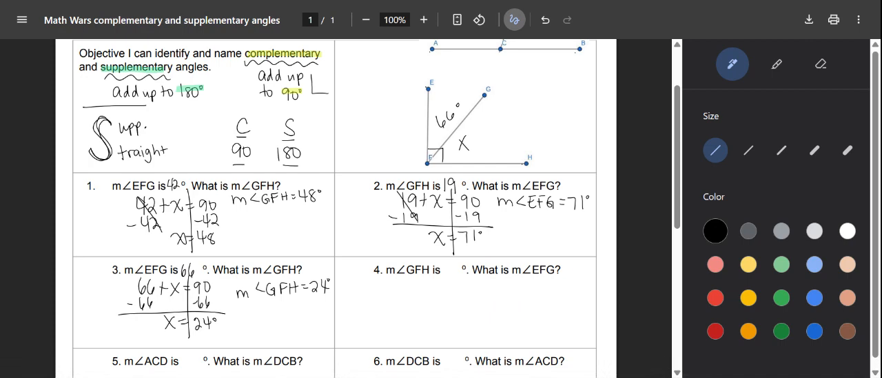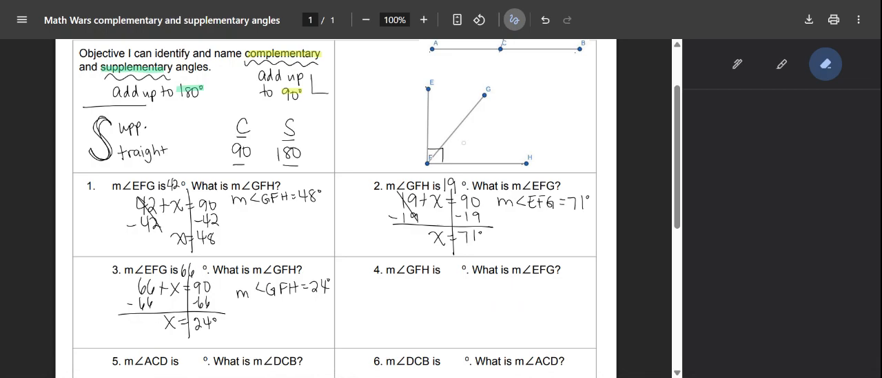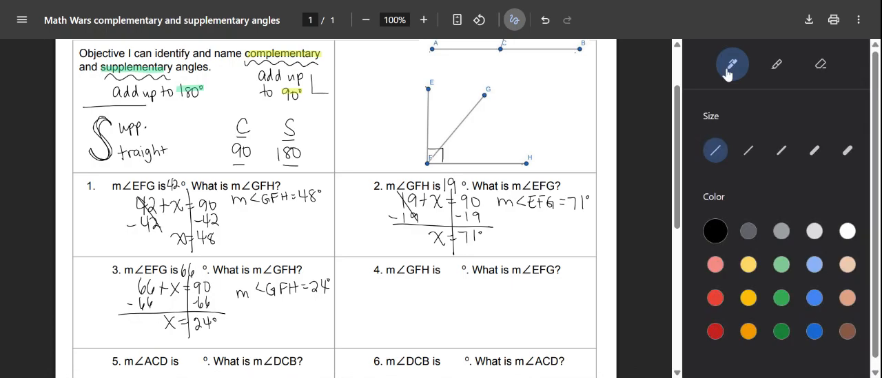Problem number 4 says that the measure of angle GFH, so they're swapping which one they give us again, is 39 degrees. And we need to find the measure of EFG. So set up your equation, pause the video, solve it, come back when you're ready to check it. Here you can see the answer. The measure of angle EFG is 51 degrees.